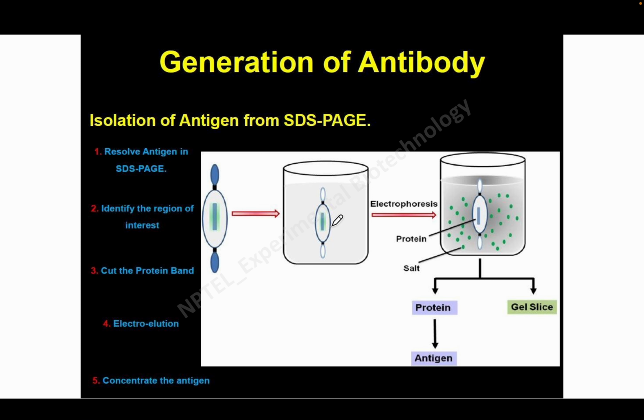So what you are doing here is, your protein is inside this bag, and outside the bag, in the solution, you have salt. So if you do electrophoresis, what will happen? You will get the protein separated, so the gel slice will be separated from the protein. If you have any salts in the gel slice, those will be separated out. And after electroelution, you will concentrate the antigen.